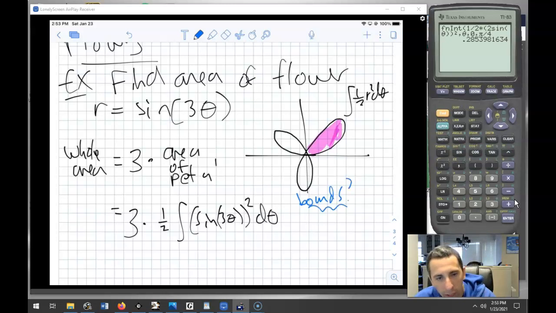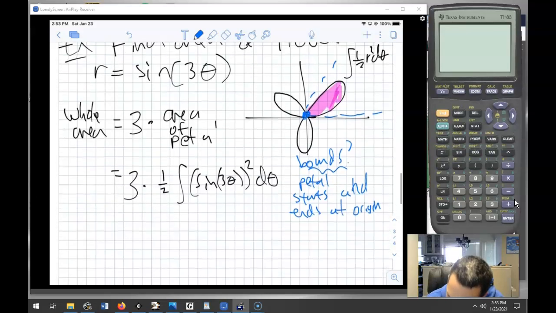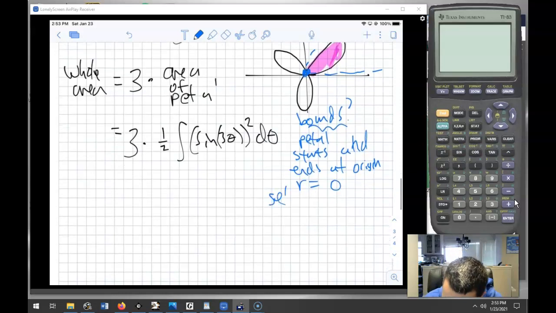Now, the way we're going to find this is we find one petal. So say this pink petal. Now, I hope you guys can see, looking at the picture, the petal begins and ends at the origin. The petal starts at the origin, and then it loops out, and then it comes back to the origin. So the petal starts and ends at the origin. And remember, if we're at the origin, that means that r, the distance from the origin, equals 0. So what we're going to do is set r equal to 0, and then solve to find the bounds.